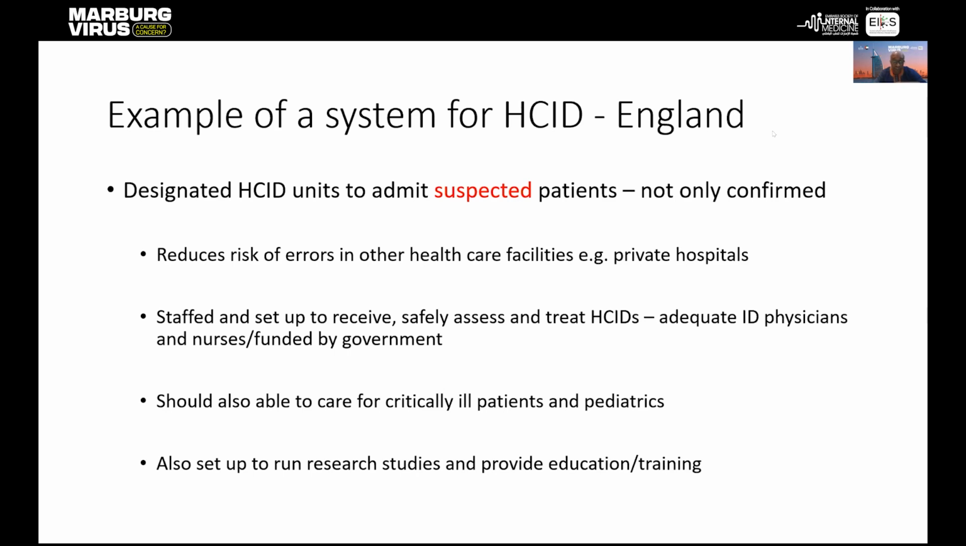And so they are funded, so they need adequate funding, staffing to receive, safely assess, treat high consequence infectious diseases such as Marburg, with adequate ID physicians, nurses, and other specialties. And they should also have the facilities to look after critically ill patients with high consequence infectious diseases, because the critically ill patients are the ones that are at most risk of transmission. And so you can't leave a critically ill patient in a remote place and the high consequence infectious disease unit not looking after the critically ill patient. So they have to also be able to look after critically ill patients and pediatrics also.